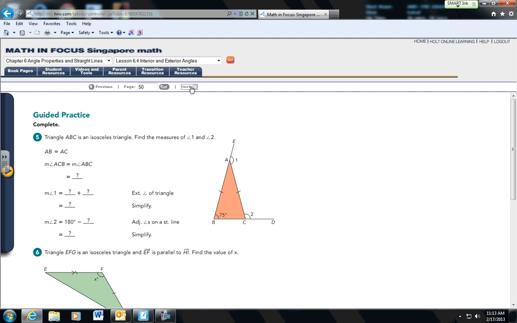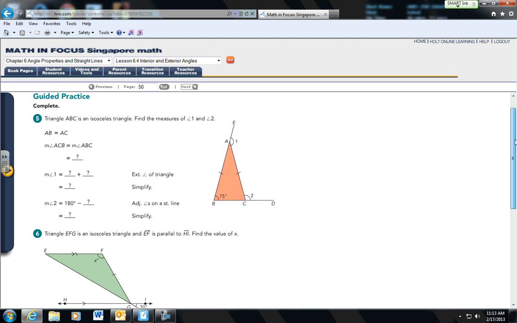All right. Number 5, triangle ABC is an isosceles triangle. Find the measures of angle 1 and angle 2. So again, earlier I mentioned in the first video for 6.4 that isosceles triangles have two sides that are the same. And anytime you have a triangle with two sides that are the same, then two angles must also be equal to each other.